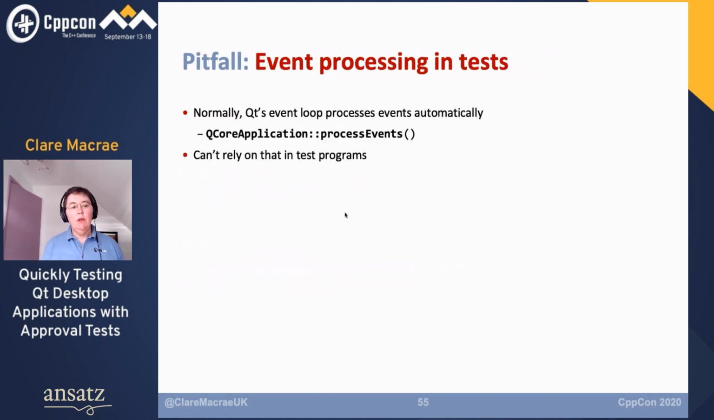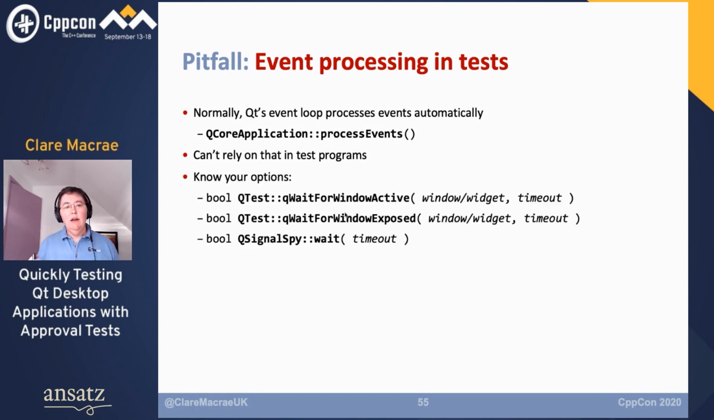Another thing to be aware of is event processing when you're writing tests. So you'll know that in a Qt application behind the scenes, QCoreApplication processEvents is trundling away listening for user events, timer events, things like that. And when you're writing your own tests, you can't rely on that. And there are some options available. I just wanted to flag them up so that you could search for the documentation and use them.